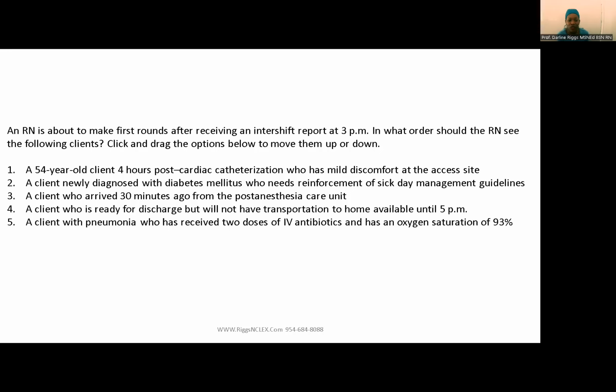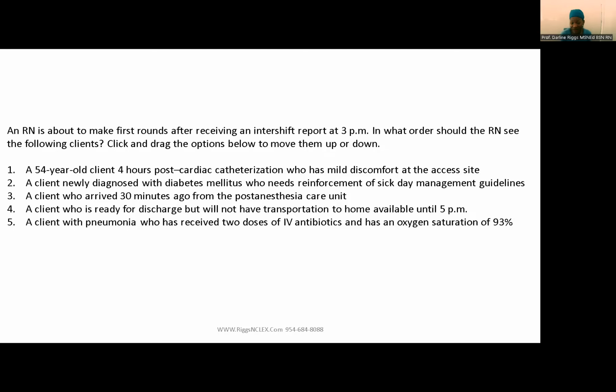4, a client who is ready for discharge, but will not have transportation to home available until 5 p.m. Okay, nothing wrong with this client. They're ready for discharge. Yep, nothing acute. I don't need to intervene. So to the back. Let's look at the next one.